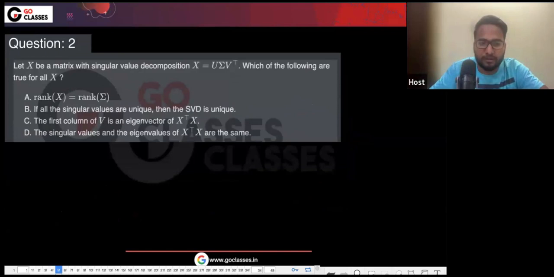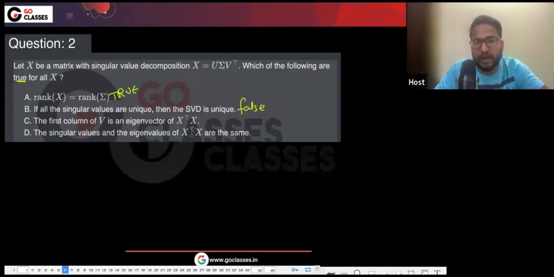Let's see this question. So what is the answer for this question? What they're asking? They are saying which of the following are true. Yes, rank of X is nothing but the number of singular values, which is rank of sigma. So I think this is true. If all singular values are unique, then the SVD is unique. So we will see today that SVD is not unique, okay? So this is actually false.